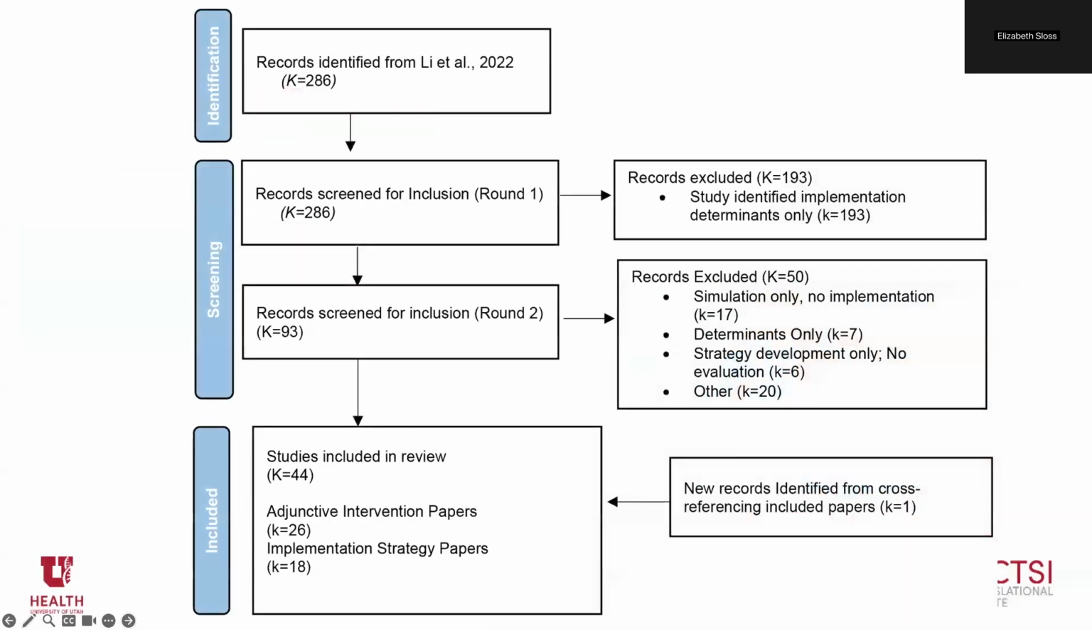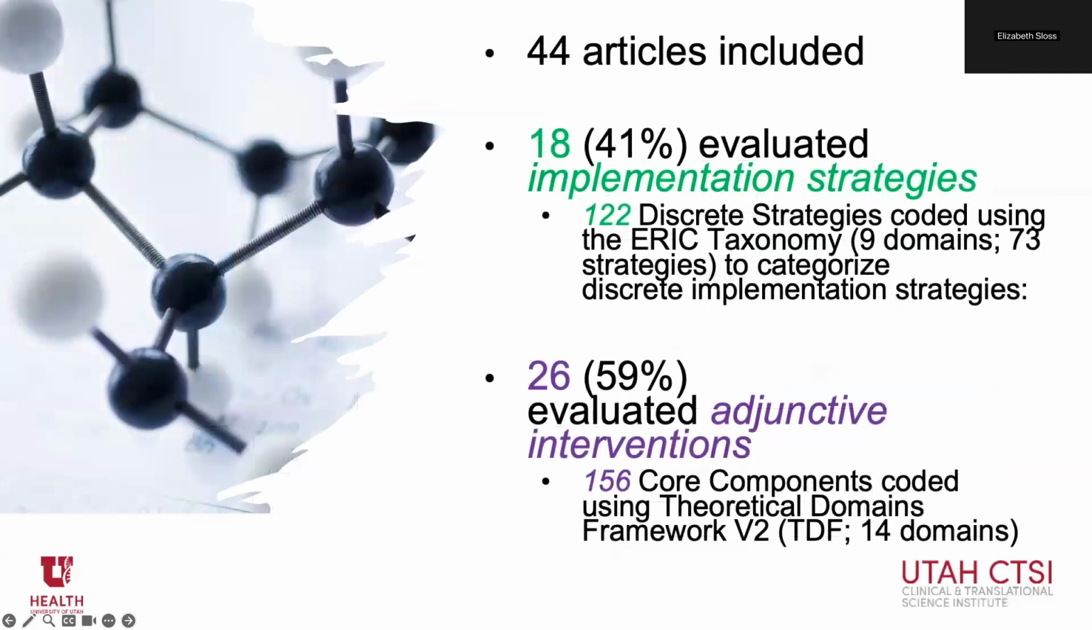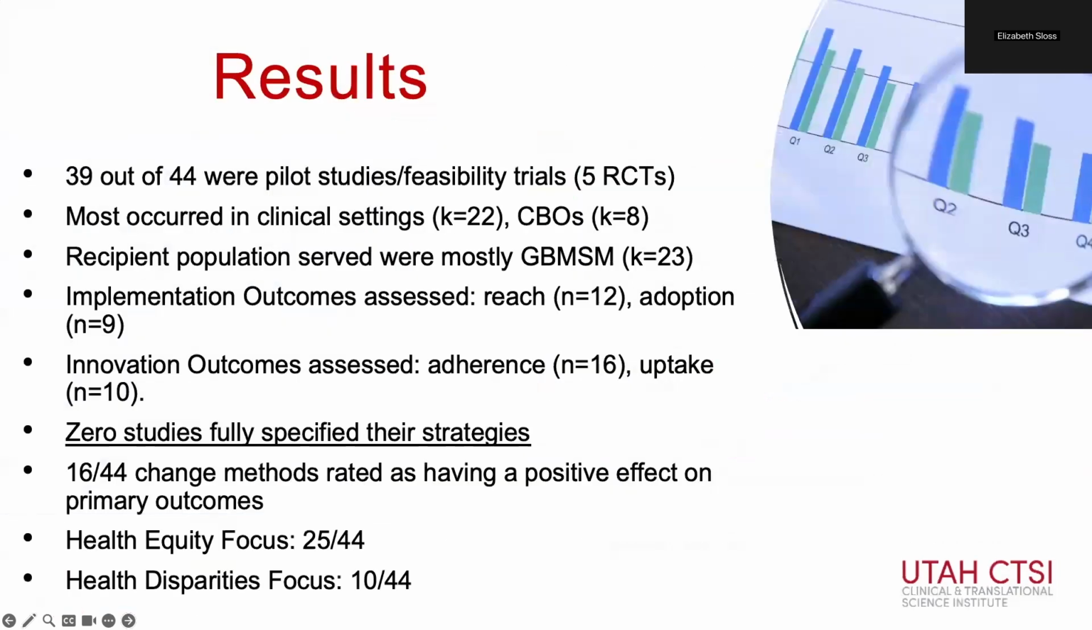So the results. We identified 44 studies, 26 adjunctive interventions, and 18 implementation strategies. From this, we pulled out 122 discrete strategies and 156 core components of these adjunctive interventions within their nested structures. So we found that 39 out of 44 were pilot or feasibility trials. So implementation science is pretty new in the HIV space. This was a couple years ago we did this. It is slowly getting better, but we're seeing just a lot of pilot trials.